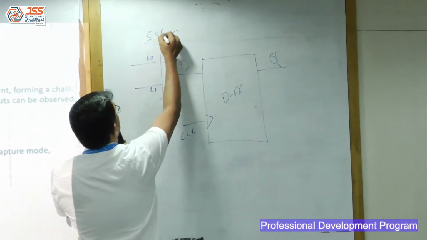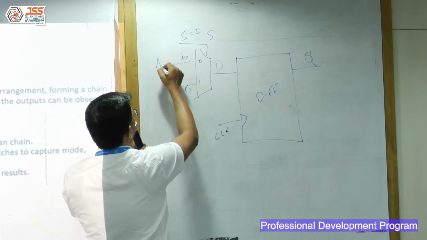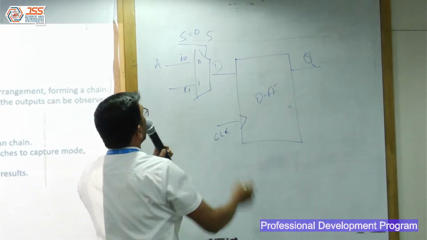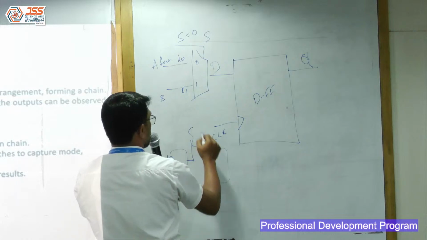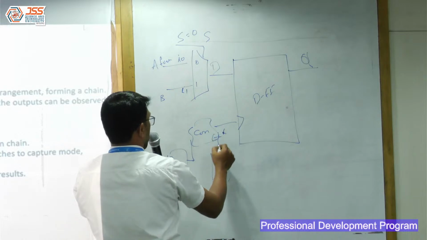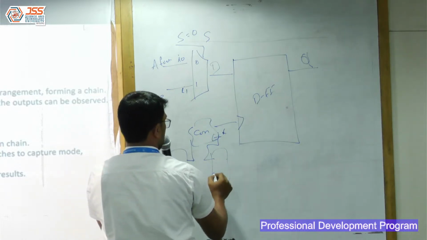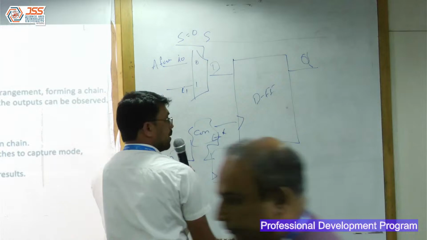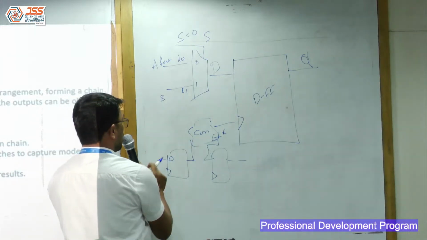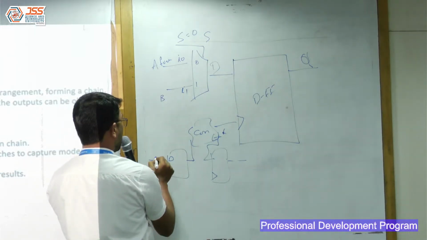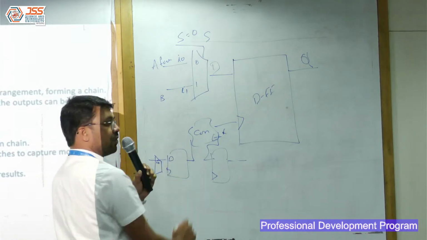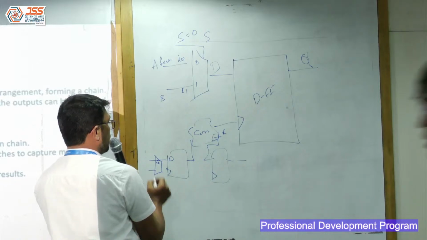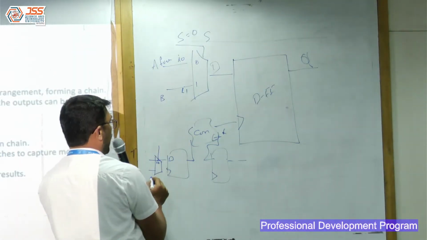If my select line is equal to 0, I would be selecting input A. If my select line is 1, I would be selecting the other input. Then Q goes to a huge combinational logic and then something comes here. So what I am doing is I am adding a mux here. I0 I'll still keep as the functional input. I1 I'll call the test input.